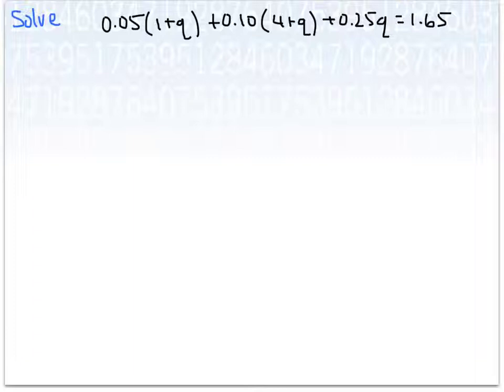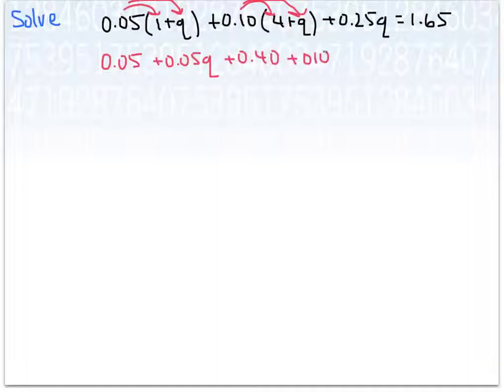So I notice to do that, I'm going to want to use the distributive property in two places on this left side. So I'm going to have 0.05 times 1 is 0.05. 0.05 times Q is 0.05 Q. I also have 0.10 times 4 is 0.40. And 0.10 times Q is 0.10 Q. Put that decimal point in there. We also want to carry down the 0.25 Q and the equal sign to $1.65.